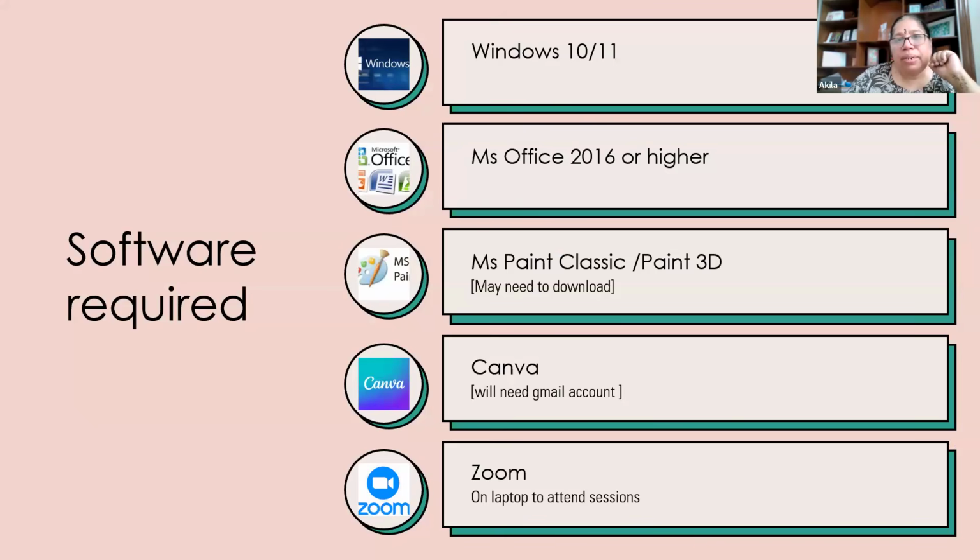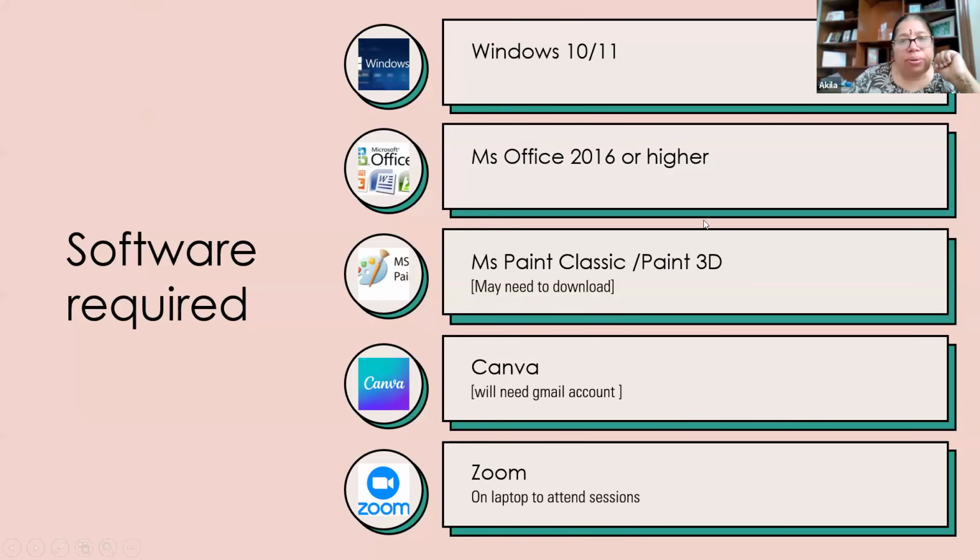So the software you will necessarily need, this is compulsory, okay? You need to have a Windows machine, a laptop or a PC. You need to have MS Office 2016 or higher. This doesn't work on Google Sheets. So it's not enough if you have a Google account and try to create on that. Our methodology doesn't work on that.